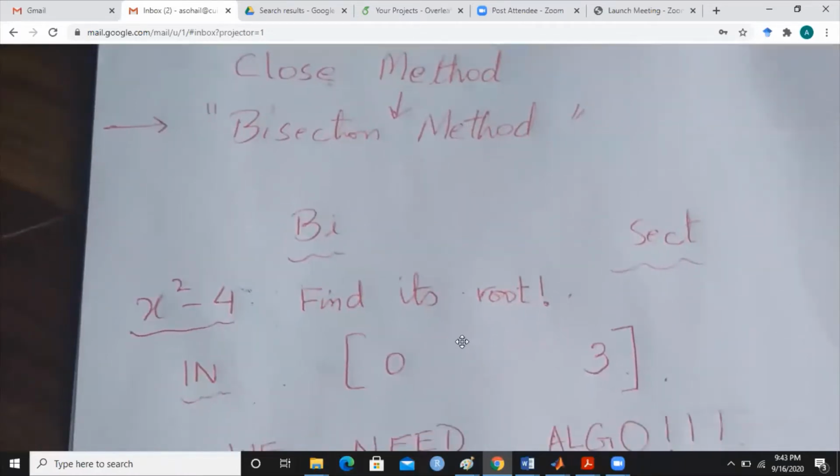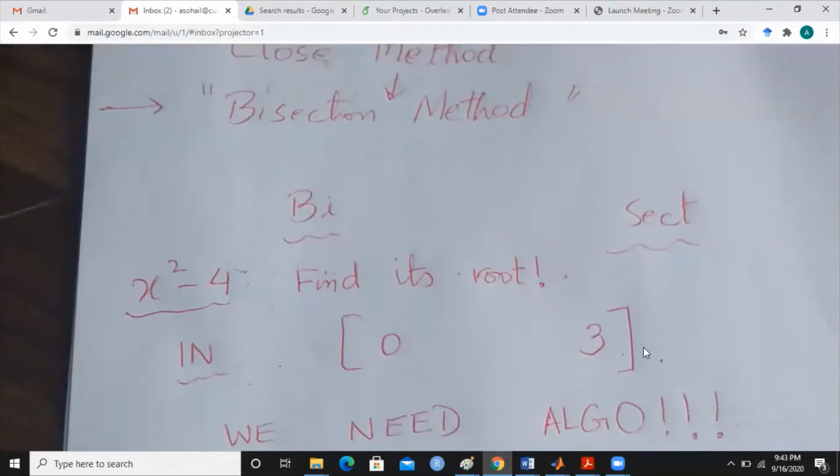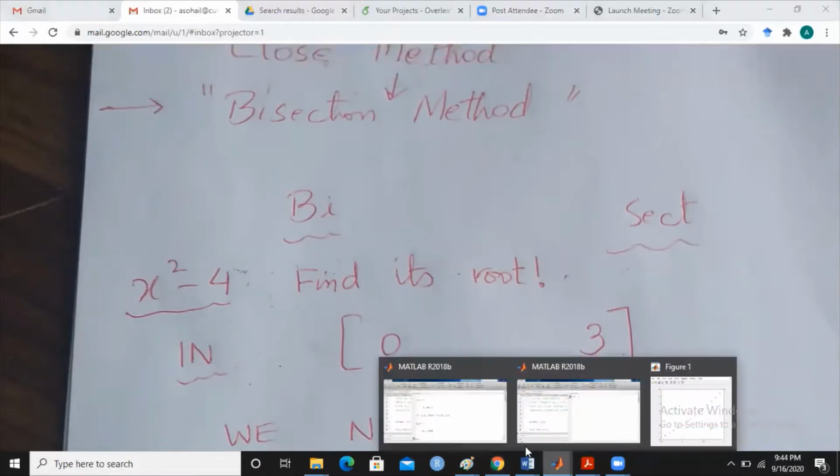Let us talk about the first question. I have x square minus 4. I want to find its root using the bisection method in this interval 0, 3. This is a closed interval. Before we learn the bisection method, we will first introduce the root finding method with the help of the graphical analysis.